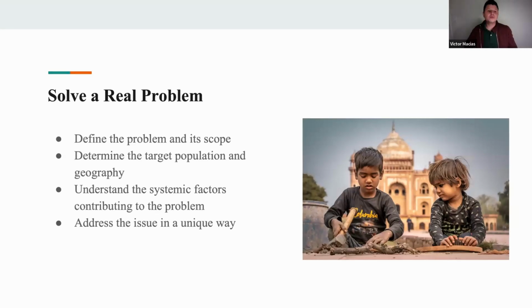So make sure to solve a real problem. Make sure you understand the problem and its scope. How big is it? How big can your potential impact be? Understand the underlying factors that are contributing to this and find a way to address the issue in a unique way, right? In traditional business, this concept is your UVP, your unique value proposition. How are you different and how are you better than the alternative solutions?